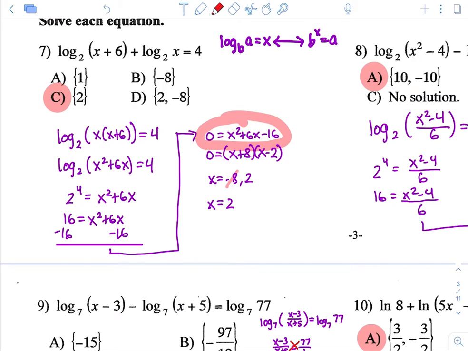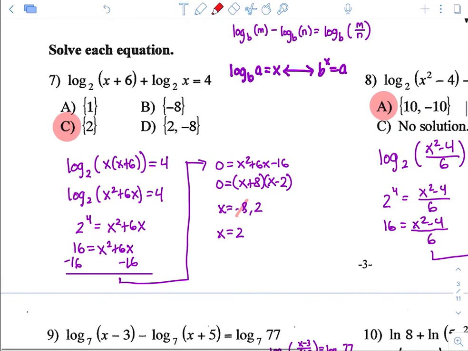Factor, so what two things multiply to negative 16 but add together gives you 6? That is 8 and negative 2. And then, to solve for x, remember it's just the opposite of these numbers. So x equals negative 8 and x is equal to 2. Now remember, you have to plug in both to see if they will give you a positive for the log. So if you plug in 2 into the x's, that's good because it's going to be positive.